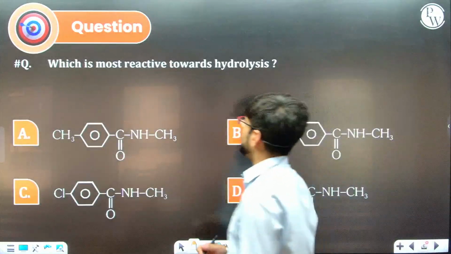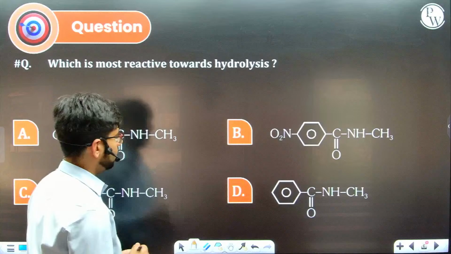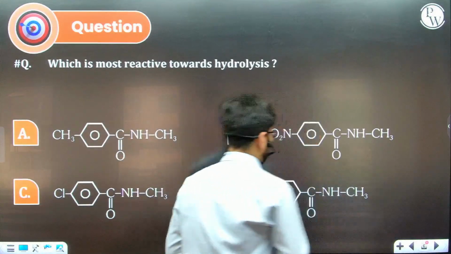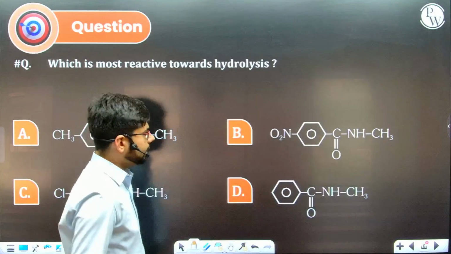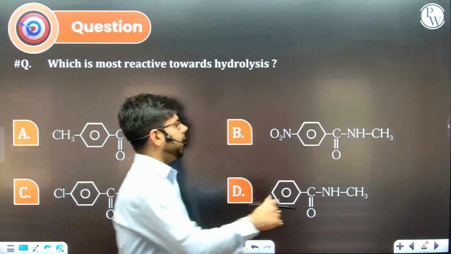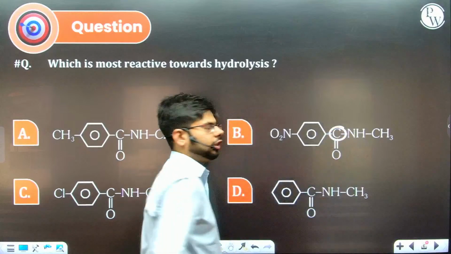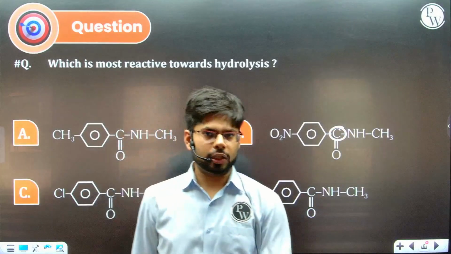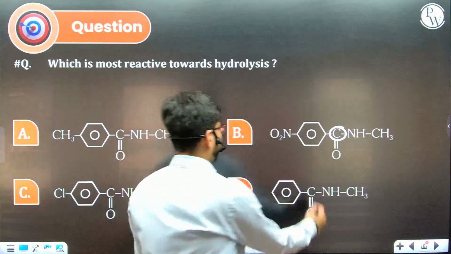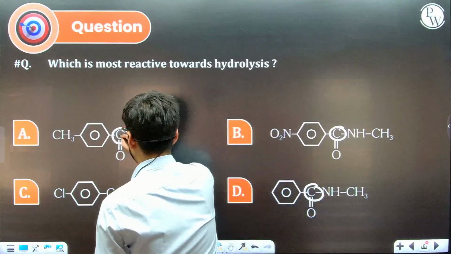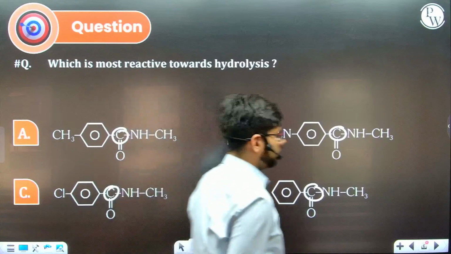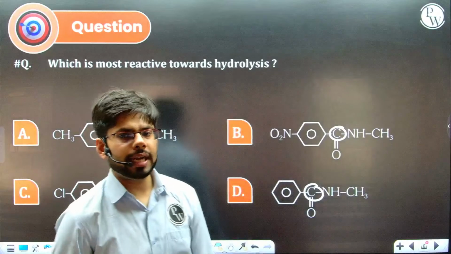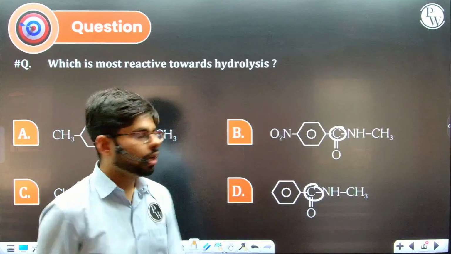Which is most reactive towards hydrolysis? Okay. Now, the most reactive compound towards hydrolysis is the one where the carbon which is having a double bond with oxygen is more electrophilic. That means I'll focus on this carbon, that is the carbon which is having a double bond with oxygen. Greater the electrophilicity of the carbon, higher is the reactivity towards hydrolysis.